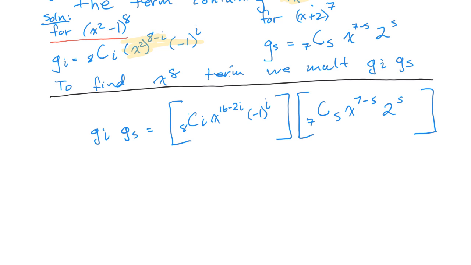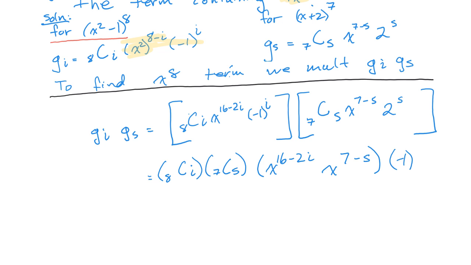And we have this. So now when we combine these two, what I tend to do is I tend to put all my combinations in front. So I'm going to have 8 choose i and then times 7 choose s times, well, we have x to the 16 minus 2i times x to the 7 minus s. And then we have our numbers, negative 1 to the i and 2 to the s.